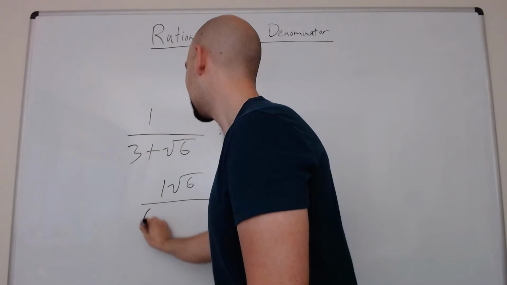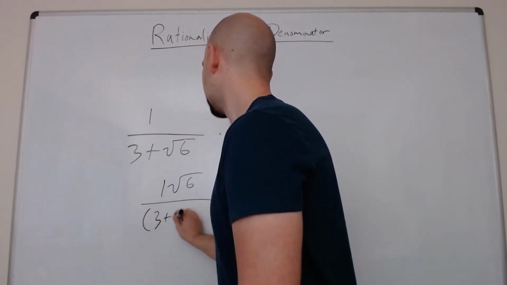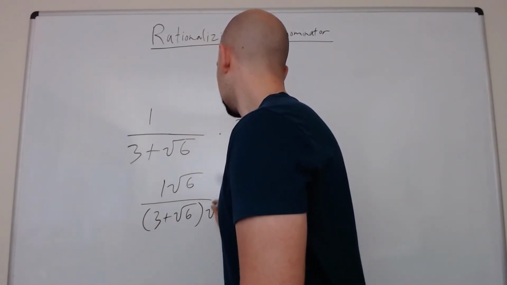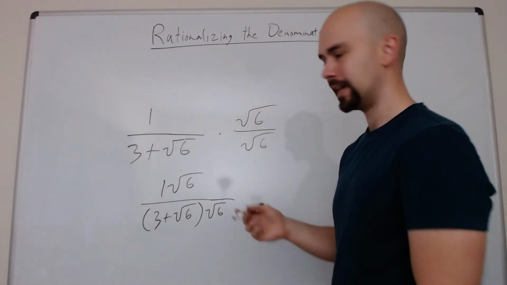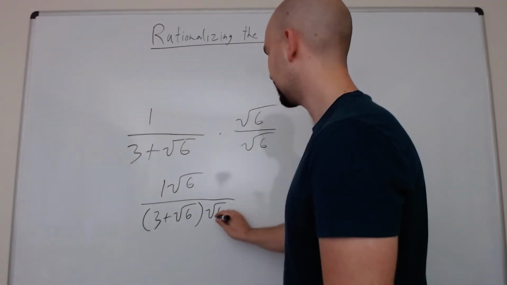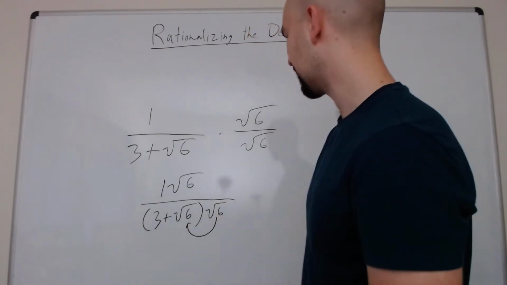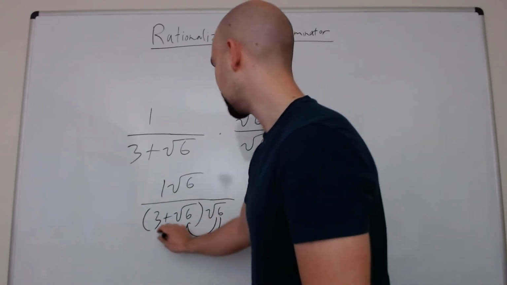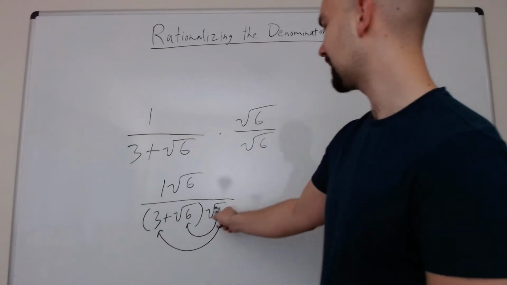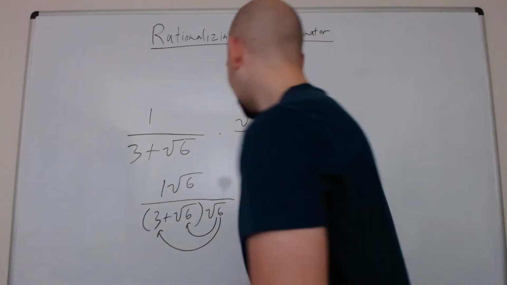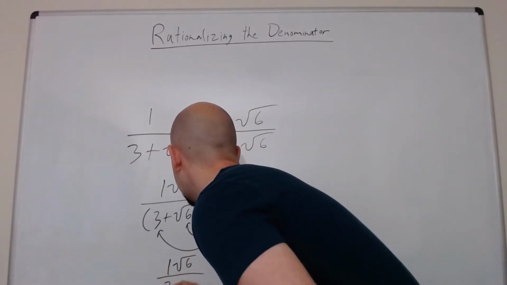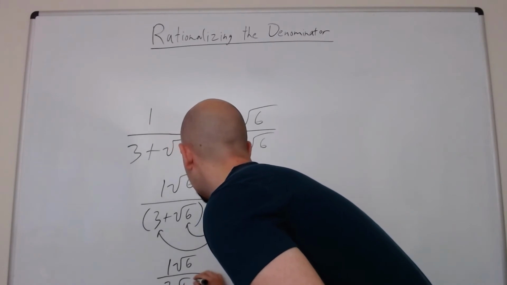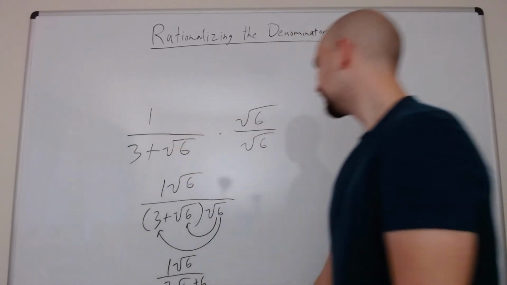So let's go ahead and show that. We'll see why this doesn't produce a good rationalized denominator. Because, yes, I can multiply the square root of 6 by the square root of 6. That's going to give me just regular 6. But then I also have to multiply it by 3. So here's what I get. 1 square root of 6 over 3 square roots of 6 plus 6.